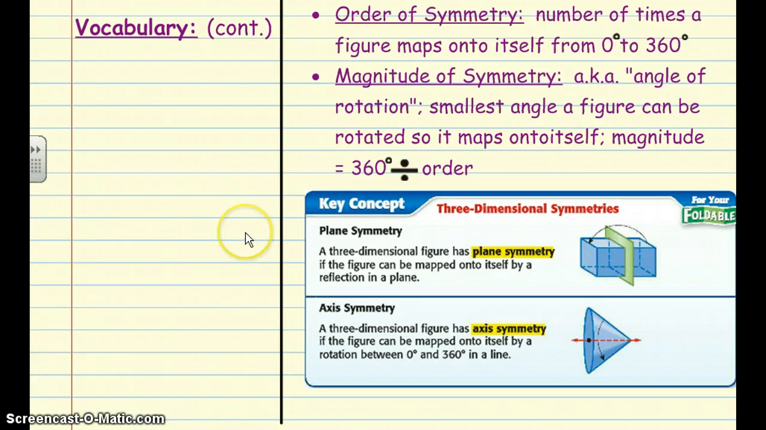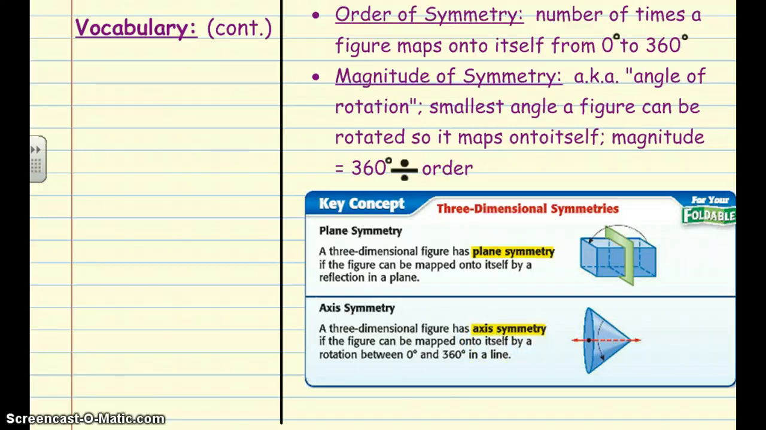The last two vocabulary terms are plane symmetry and axis of symmetry. Plane symmetry is almost like a line of reflection, but if you can cut a figure in half and then reflect it across that plane, then we call that plane symmetry. So here's our three-dimensional figure. An axis of symmetry is when you imagine you drill a hole through the top of the figure and all the way through, maybe like sticking a dowel through it, and then you can rotate it around. That's considered axis of symmetry. So those are your vocabulary terms.